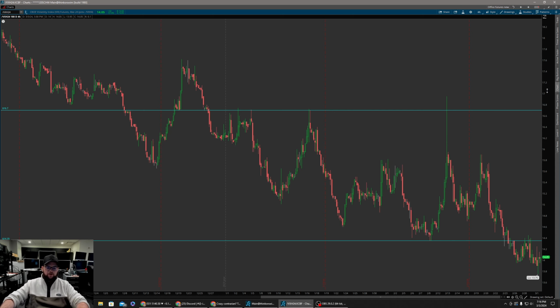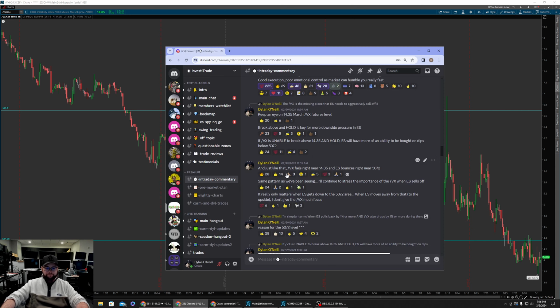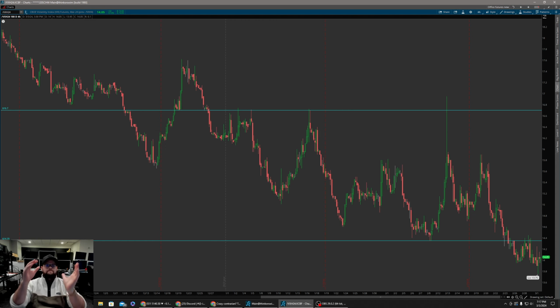In the Discord, I posted on Thursday, if VIX is unable to break above 14.35 and hold, ES will have more of an ability to be bought on dips below 5,072. So essentially, very simply put, the higher the VIX goes, the more pressure gets put on the S&P. So when the VIX is very subdued and it lacks upside continuation, the S&P 500 futures will not continue to the downside.